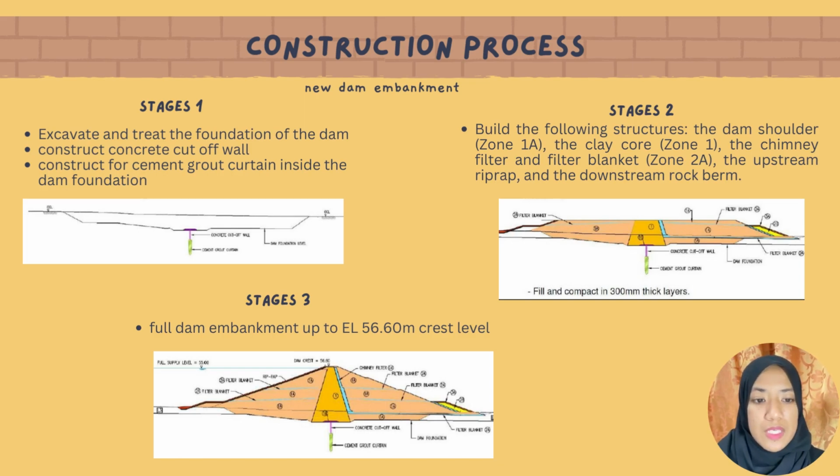The first stage is to excavate and treat the foundation of the dam, followed by constructing the concrete cut-off wall and constructing cement grout curtain inside the dam foundation. The second stage is to build the following structures: the dam shoulder zone 1A, the clay core zone 1, the chimney filter and filter blanket zone 2A, and the upstream riprap and the downstream rock berm. The final stage, stage 3, is the full dam embankment up to EL 56.60 m crest level.